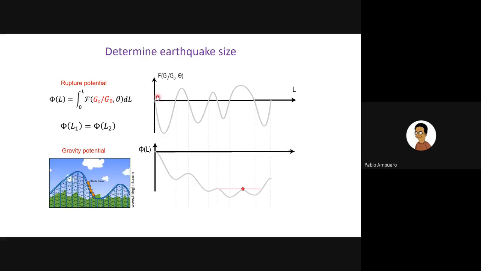So let's imagine that we have this landscape of potential along the fault. That's the integrand, and the integral of that is the potential. If an earthquake starts at this position, it will be able to propagate up to the point where the potential is the same as the potential at which it started. So that is the practical way of using this potential to predict the rupture arrest position if you know the landscape of fracture energy and potential energy.